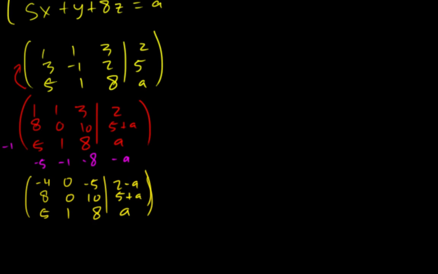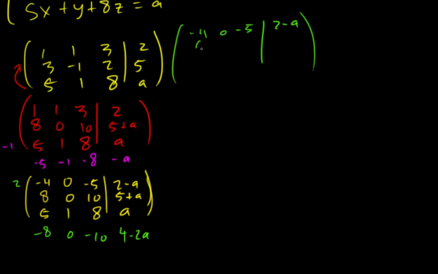Alright, now we need to use the two rows that have zeros to make another 0 somewhere in those rows. And if we do the 2 multiple here, we get -8, 0, -10, and then 4 minus 2A. Okay, we're going to add that to that row, so we get a 0, a 0, a 0, and then we get 9 minus A.